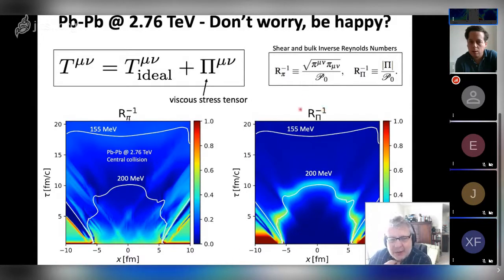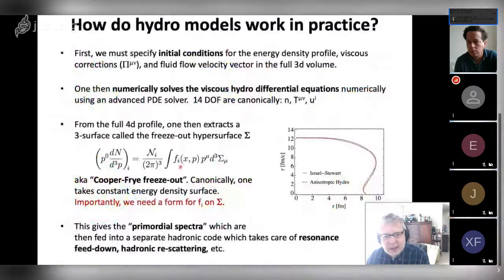The right panel shows the inverse bulk Reynolds number, and because the bulk viscosity has a peak around the phase transition, we see that around this 200 MeV mark, that's actually where we put the peak in this simulation, you see some large inverse bulk Reynolds numbers. But once again, once you get up to this freeze-out hypersurface way up here, you're well into this dark blue region, and you're kind of happy, and you might be able to use linearized approximations for this F that's sitting here.